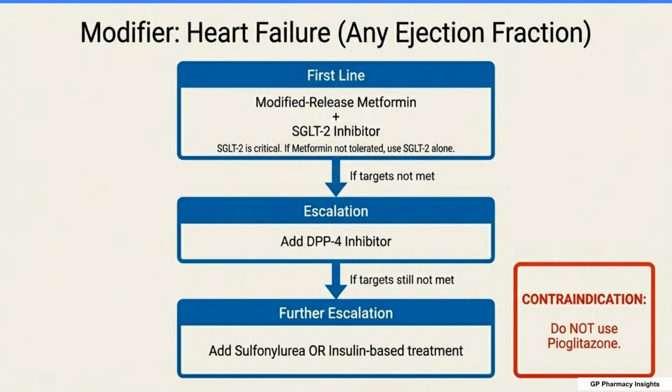For heart failure, SGLT2 is critical in first line. If targets are not met, escalate by adding a DPP4 inhibitor. Further escalation includes sulfonylurea or insulin-based treatment. Note the contraindication. Do not use pioglitazone.